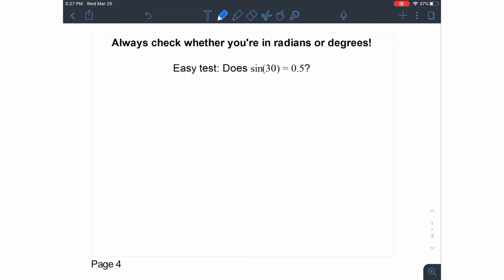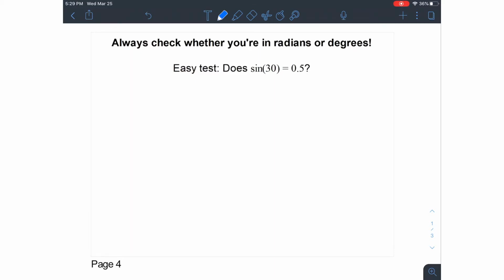Okay, so I kind of already demonstrated this. Just a really big reminder: always check to see whether your calculator is in radians or degrees. I would say the biggest mistake people make with trigonometry is that they don't pay attention to their calculators. They get answers that don't make sense, and they don't recognize that they have made a mistake, and then they turn it in and it's wrong.